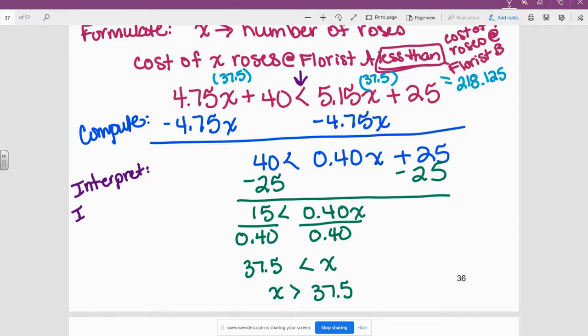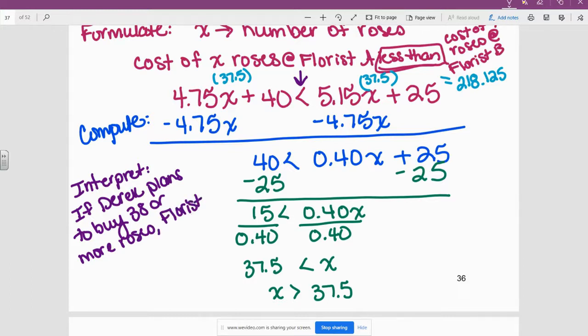So if Derek plans to buy 38 or more, maybe he wants to buy a lot of roses for his significant other or whoever, Florist A is less expensive. Okay, a couple of reasons why I know that's true. Number one, my equation tells me that. X is going to be greater than 37.5 to make the statement true. So remember, this is Florist A and Florist B, so it has to be greater than the 28.